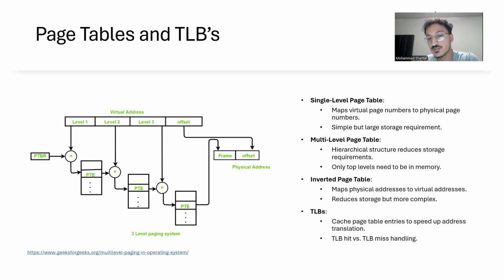Over here, as for TLBs, they cache page table entries to speed up address translation, and there's TLB hit versus TLB miss. So over here, we have multi-level paging in an operating system, showing to our left in our example the virtual addresses going from different levels into an offset as well. And then from the offset, it creates a physical address.